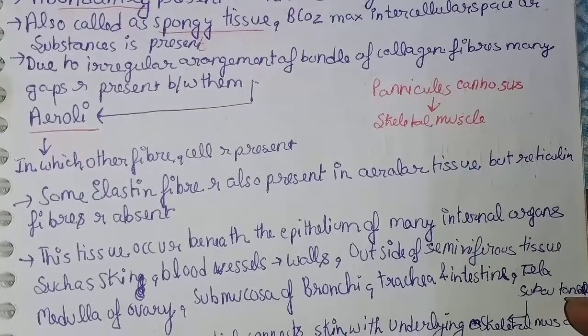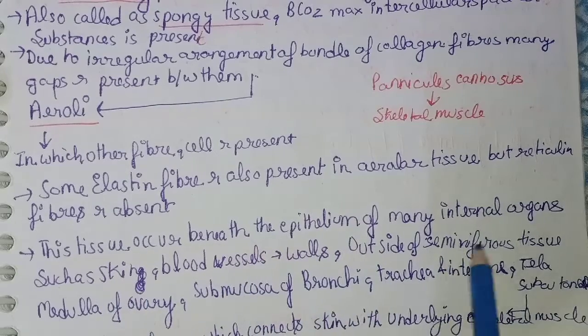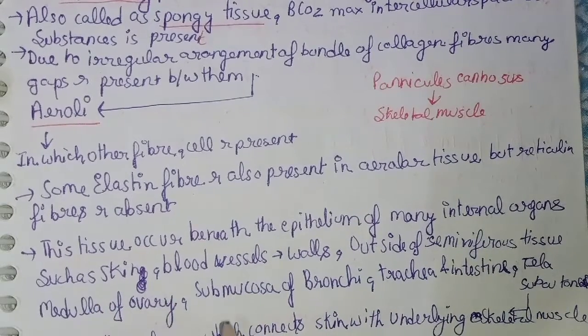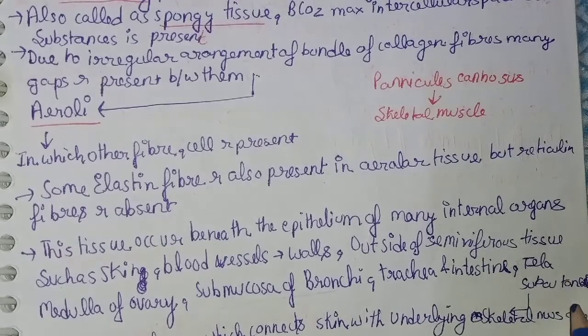This tissue occurs beneath the epithelium of many internal organs such as skin, blood vessels, wall outside of seminiferous tubule, medulla of ovaries, submucosa of bronchi, trachea and intestine, and the subcutaneous layer. This continuous layer connects the skin with the underlying skeletal muscle.